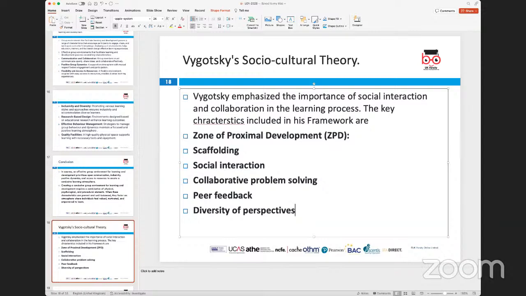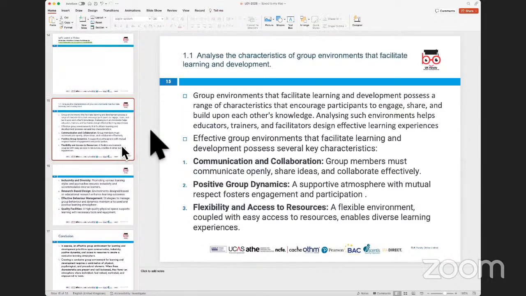the learning and development. So when we talk about this particular aspect of the assessment criteria 1.1, which is the characteristics of group environment that facilitate learning and development, we need to be looking at Vygotsky's social framework theory, and that is important to understand how these play an important part as far as the facilitation of learning and development is concerned. Now, let's look at an example to cover this particular assessment criteria.